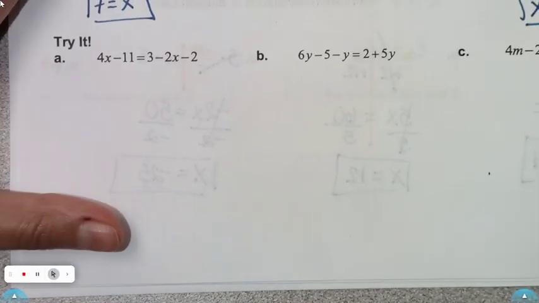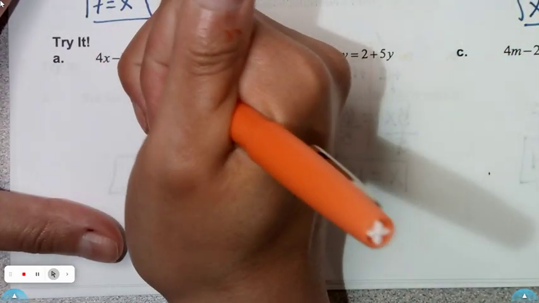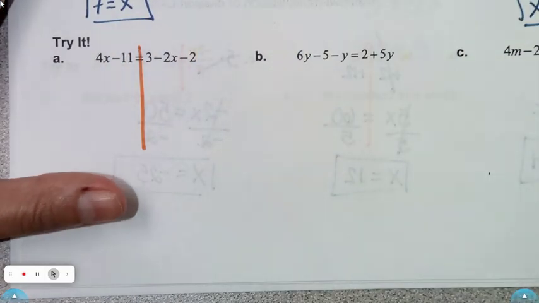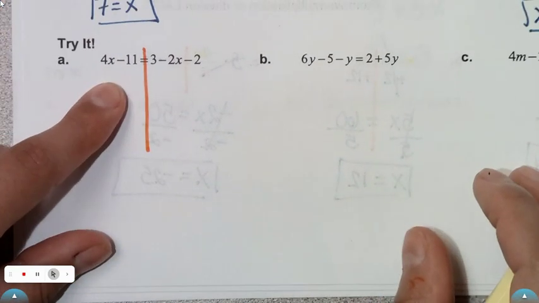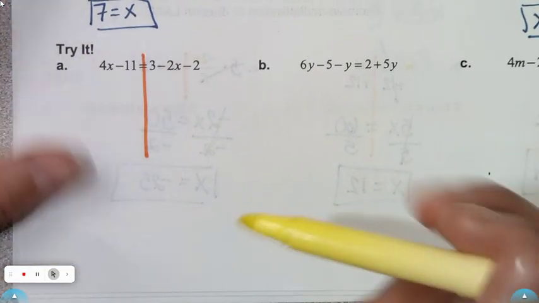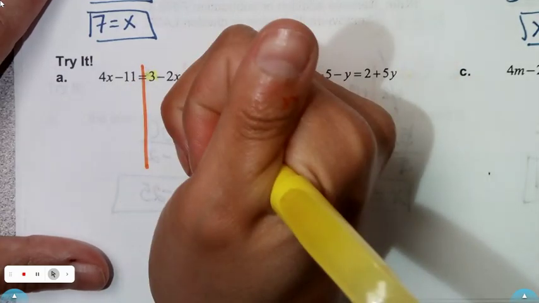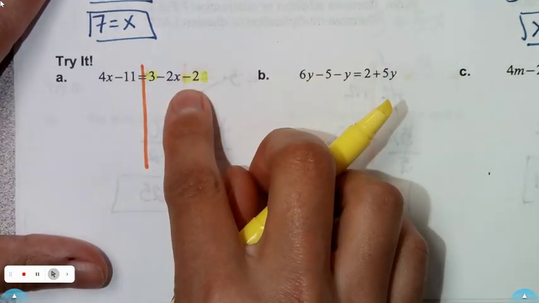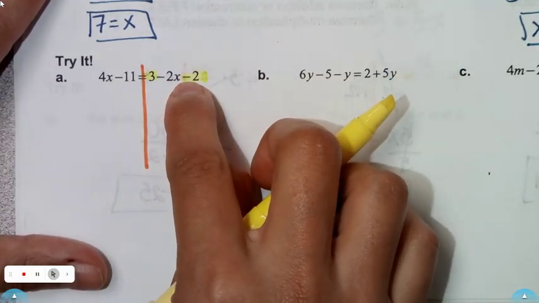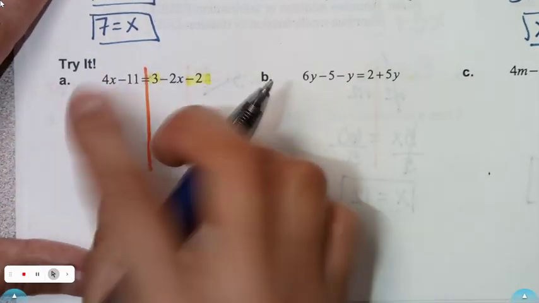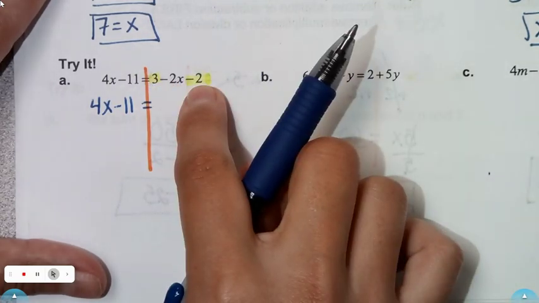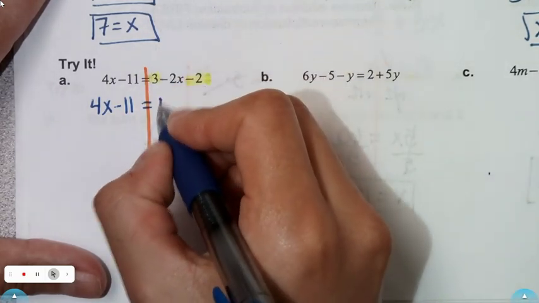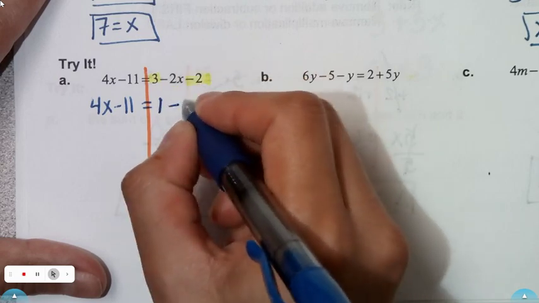So what I'm going to do first is I'm going to draw a line through my equal sign. On the left, is there anything that I can combine? No. On the right, there is. I can do 3 minus 2. It's minus because of the negative in front of the 2. The left will stay the same. The right, 3 minus 2 is positive 1. And then I still have that negative 2x.